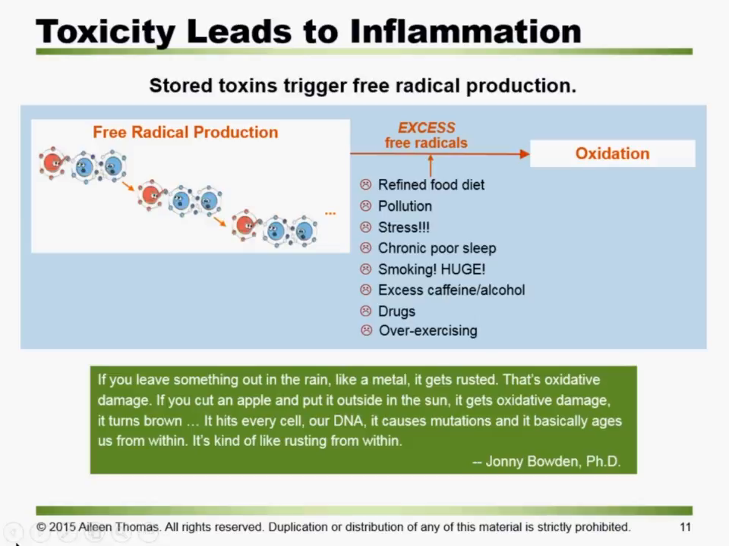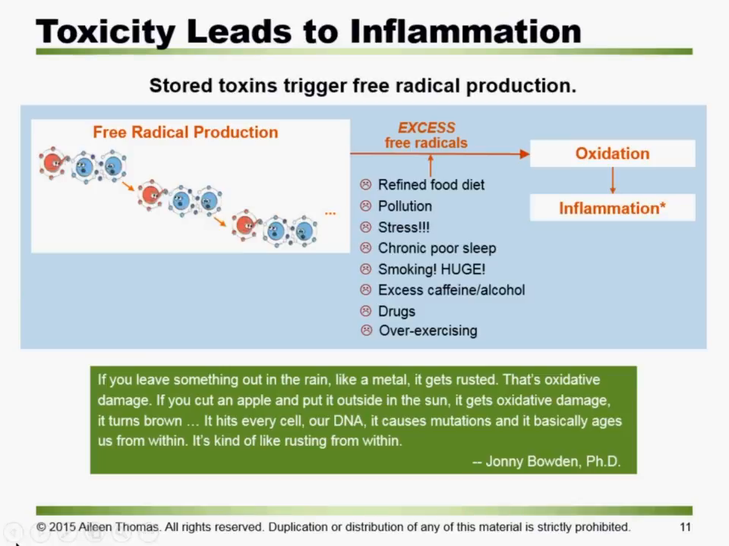Quote, "If you leave something out in the rain, like a metal, it gets rusted. That's oxidative damage. If you cut an apple and you put it outside in the sun, it gets oxidative damage. It turns brown. It hits every cell, our DNA. It causes mutations, and it basically ages us from within. It's kind of like rusting from within."